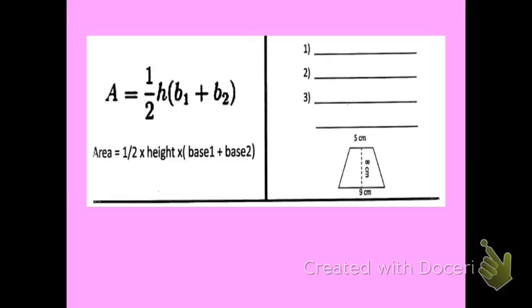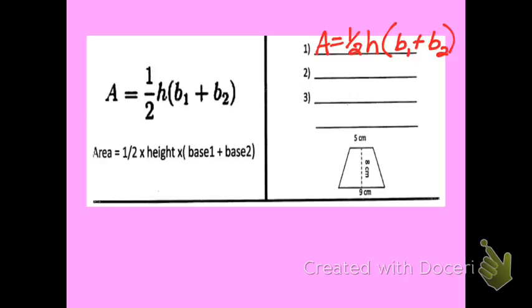So let's write down the formula first thing. So the area equals 1/2 times the what? Height. Good. Parentheses, and then it has base 1 plus base 2. Now, don't worry about base 1 and base 2. All that is that these two bases have different amounts. So we have to add those two together to get our answer. That's all it's saying.